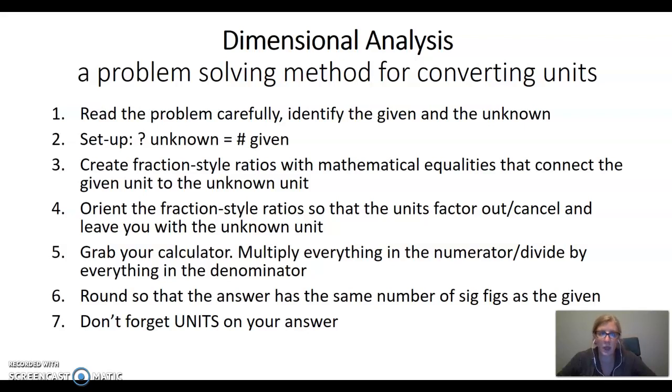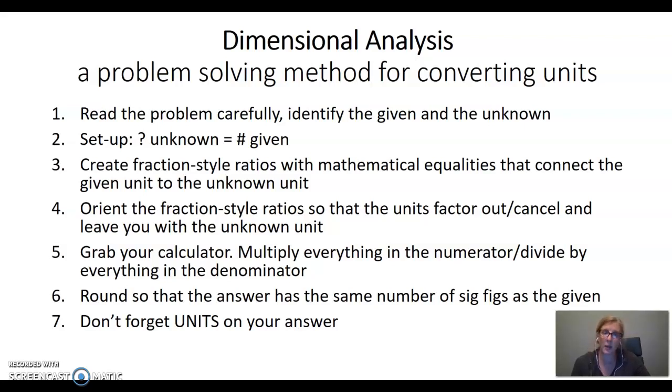So first, it's always really important that you read the problem carefully. And in particular, in dimensional analysis, we want to identify the given quantity and measurement and the unknown. That gives you a starting and an ending point for your dimensional analysis. And then we're going to use a setup where we essentially set the given and the unknown equal to one another. We say something along the lines of how many centimeters are there in 54.5 inches? So how many of the unknown unit are equal to a measured number value of the given unit?